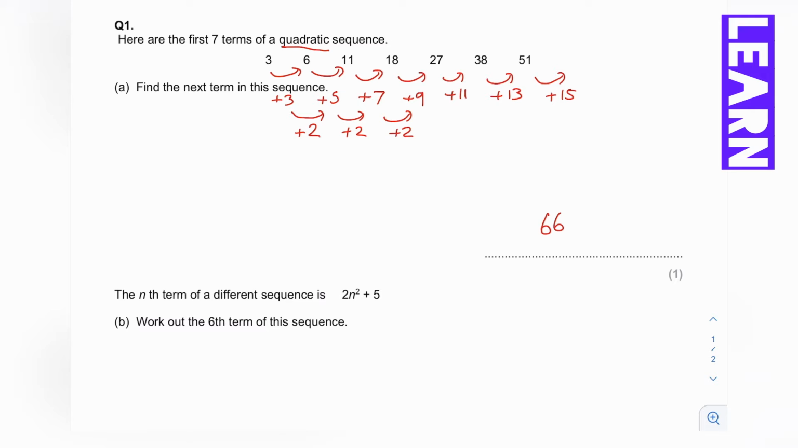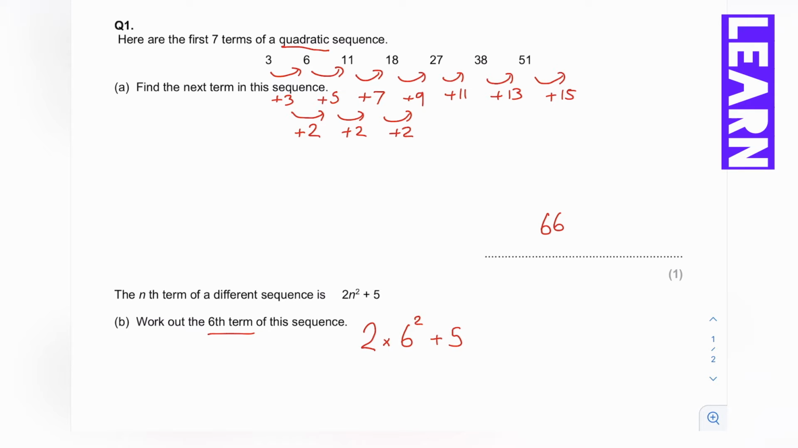Having a look at part B in the question, it tells you that the nth term of a different quadratic sequence is 2n squared plus 5, and it wants you to work out the sixth term. So here we need to replace that n with 6. So we know that 2n squared means 2 times n, which in this case is 6 because we're working out the sixth term. We need to square that and add 5.